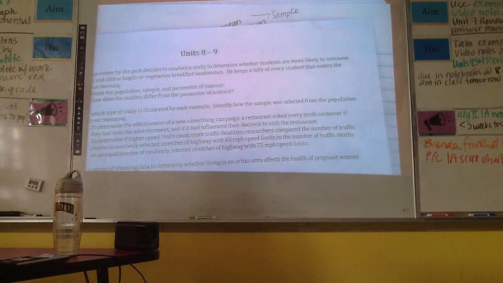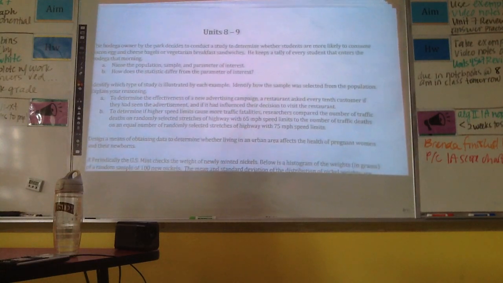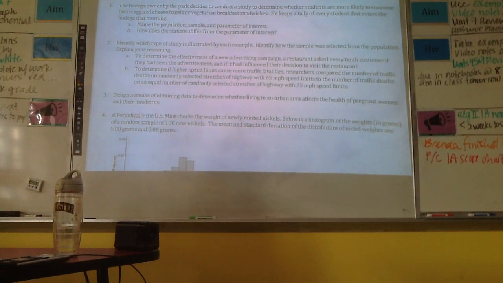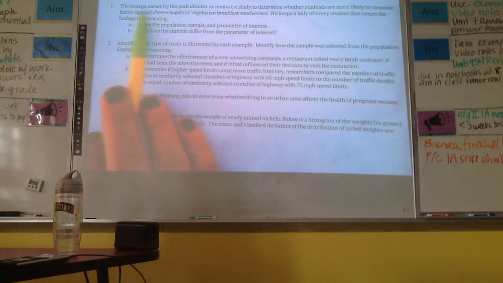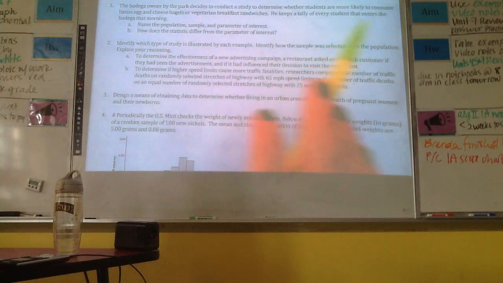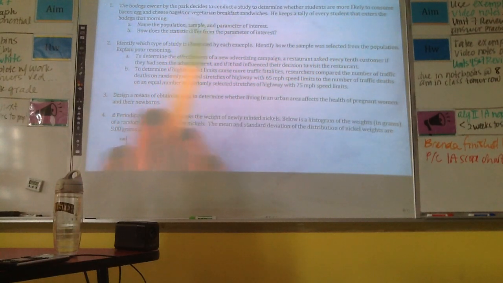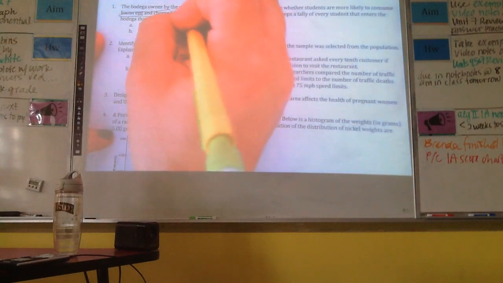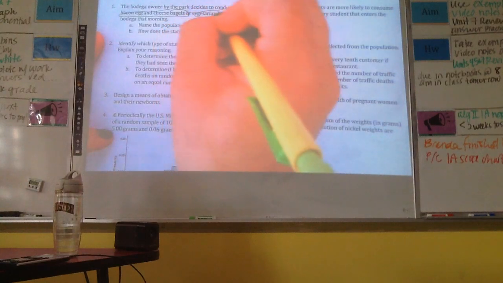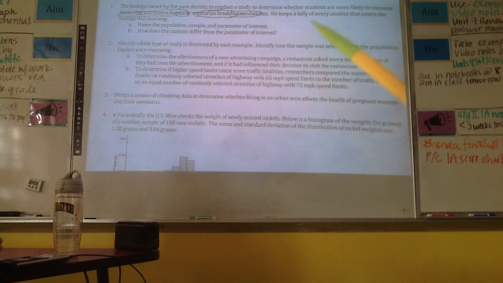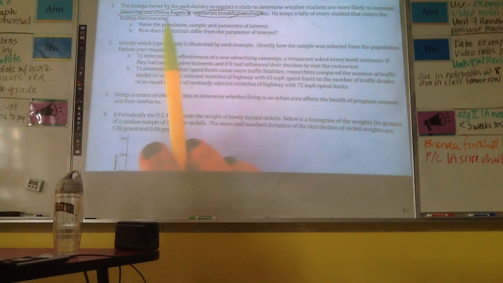First question. Keep in mind, you don't need to copy these questions word for word, but you should summarize them in your notes so that your answers are meaningful. Question 1. The bodega owner by the park decides to conduct a study to determine whether students are more likely to consume bacon, egg, and cheese bagels or vegetarian breakfast sandwiches. Okay, this is about choices. He keeps a tally of every student that enters the bodega that morning.